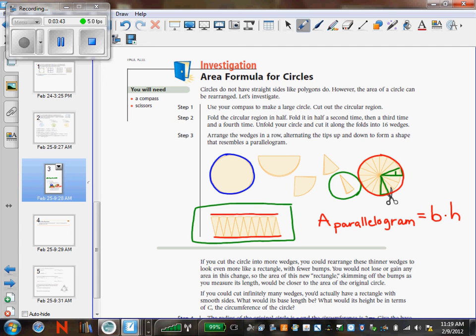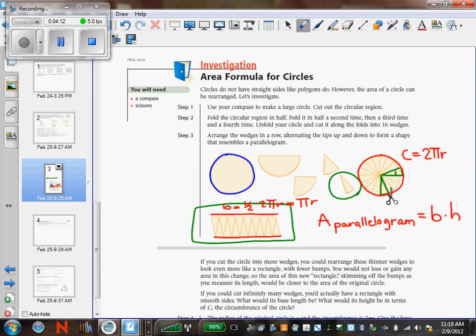So what is the circumference of a circle? It is 2 pi r. So if the circumference of my circle is 2 pi r, this base here is going to be half of that. So base equals a half of 2 pi r. My 2's cancel, so the length of my base will be pi r.